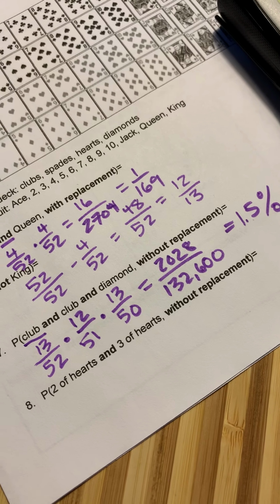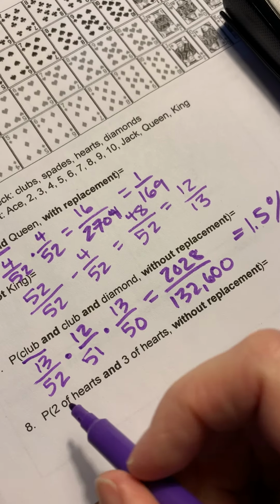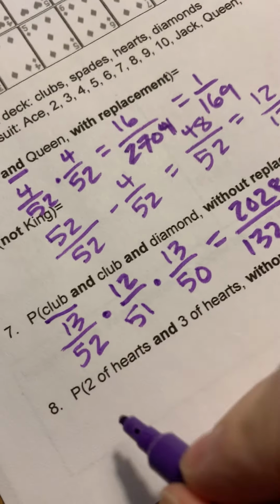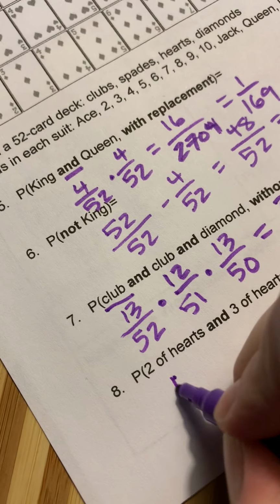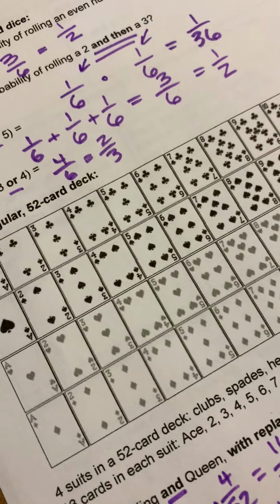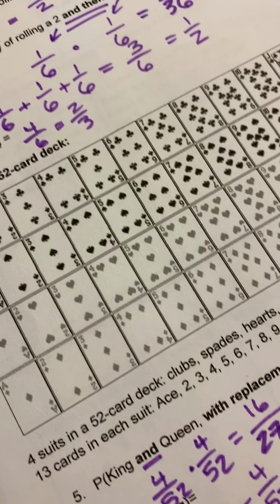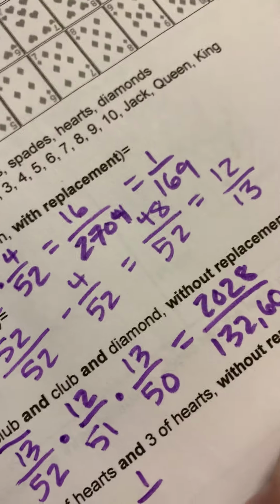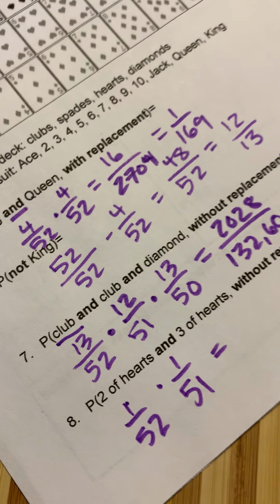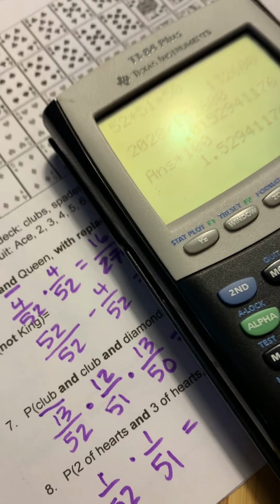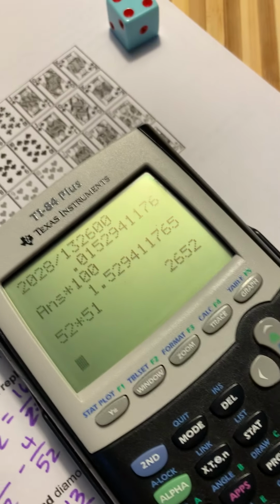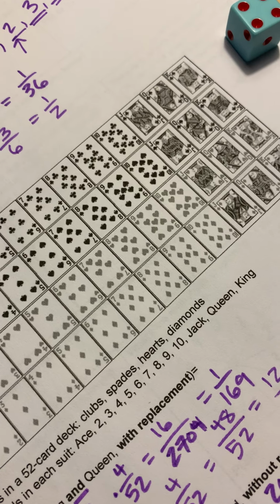And finally, it says 2 of hearts and 3 of hearts without replacement. There's only one single 2 of hearts, only this. So that's one chance out of the 52 cards. The and still means multiply. And I have to assume that I did get the 2 of hearts. So now I only have one chance of getting the 3 of hearts out of my 51 cards. So 1 times 1 is just 1. 52 times 51 gives me 2,652.